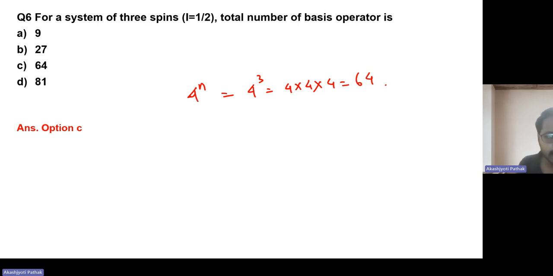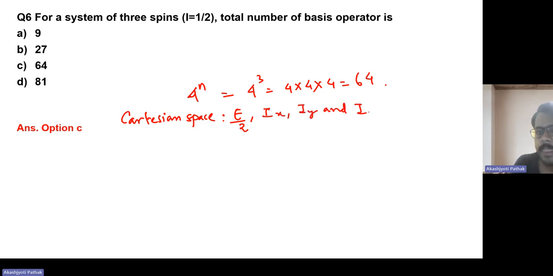In case of Cartesian space, what are the four operators that you'll get? The four operators are E by 2, Ix, Iy, and Iz. This was already there in your week 8 lectures.